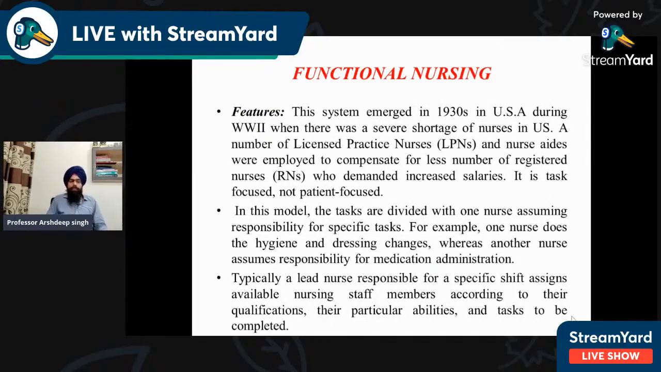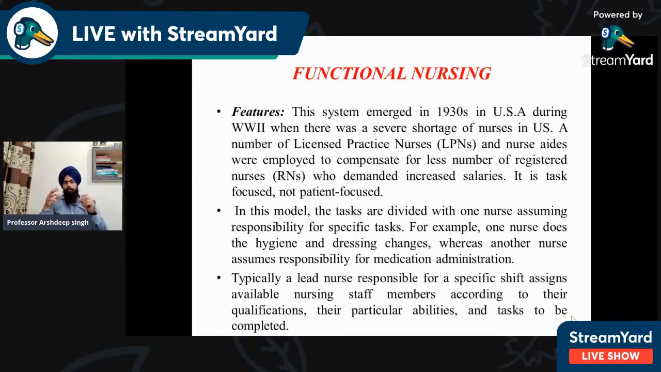What are the features of this method? This system emerged in the 1930s in the USA during World War II, when there was a severe shortage of nurses. A number of licensed practical nurses and nurse aides were employed to compensate for the smaller number of registered nurses, who demanded increased salary. It is task focused, not patient focused. That is what we mean by functional nursing: it is focused on the function.